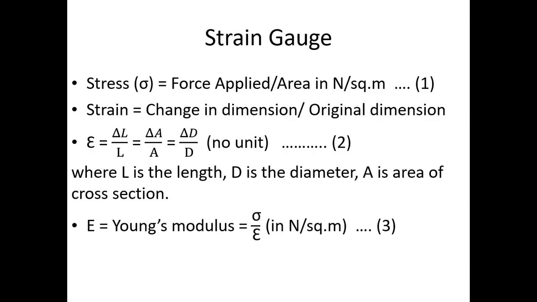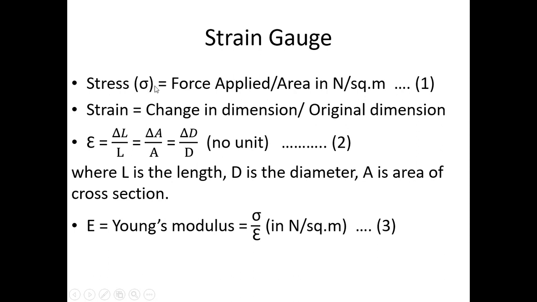So now the next type of sensor is the strain gauge. It also belongs to the variable resistance sensors, and this sensor is capable of transforming strain into electrical resistance. So before we discuss the structural details of the strain gauge, we'll have some basic understanding of what stress and strain are.